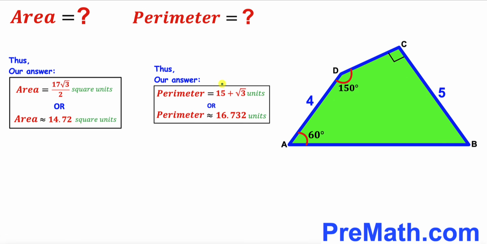And likewise, the perimeter of this quadrilateral is going to be 15 plus square root of 3 units. And that's going to be approximately equal to 16.732 units as well. And that's our final answer.